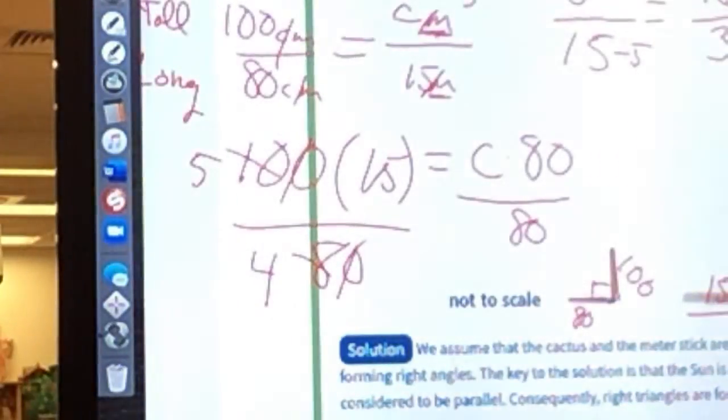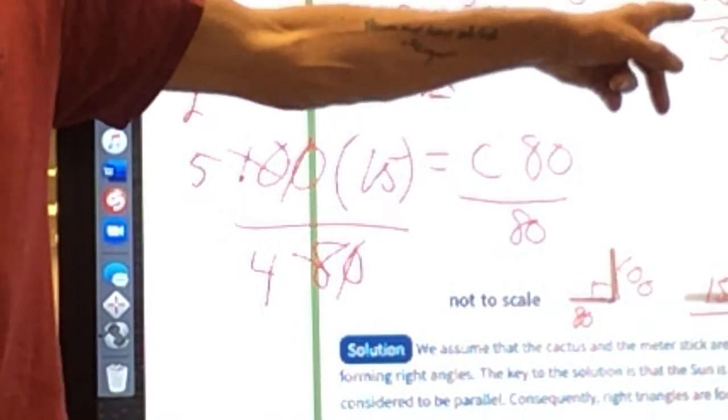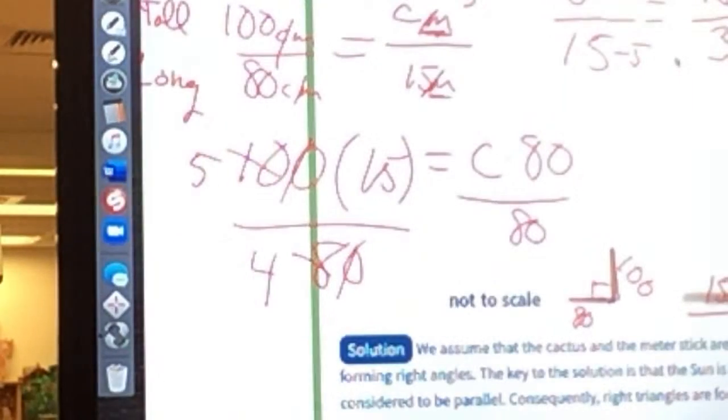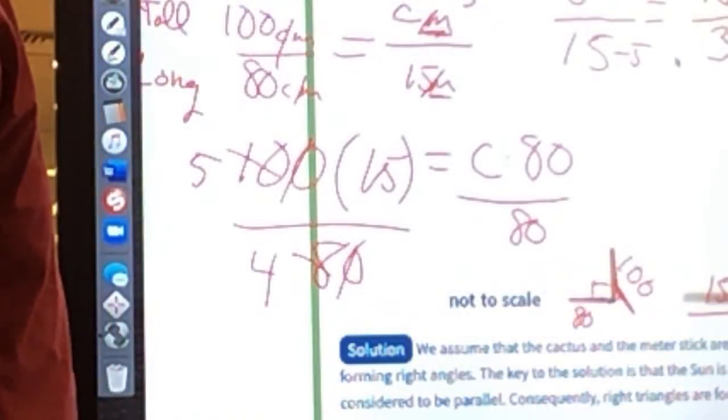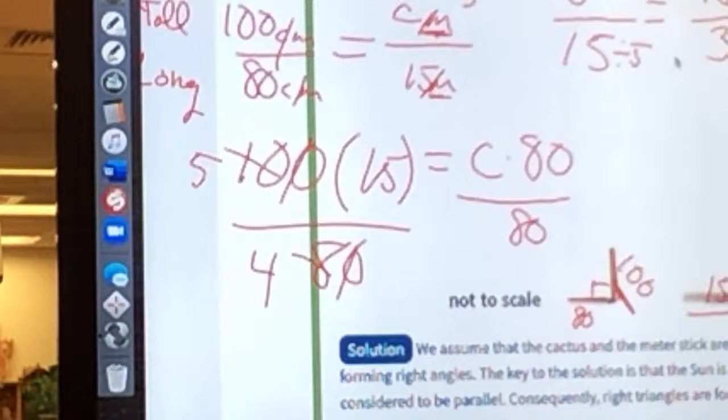80 divided by 5. Why are you dividing by 5? To simplify this fraction, so we divide top and bottom by 5. So the ratio of similitude is 80/15. We'll simplify it to 16 over 3. And then we take that and multiply it by the height of the stick to get the height of the cactus. So that's, ooh, yeah, this is where it's bad, isn't it? Mr. Van Wyk told me about this. It's a dead spot. So that's where you get 1,600 divided by 3.